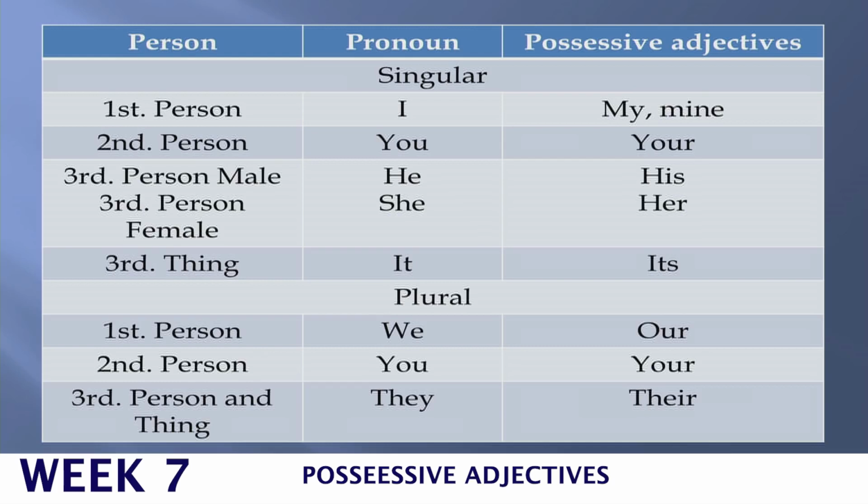In the plural form, for the first person, we would use the possessive adjective our. For the second person, you, we would use your. For the third person and thing, when it's a plural pronoun, we would use their.